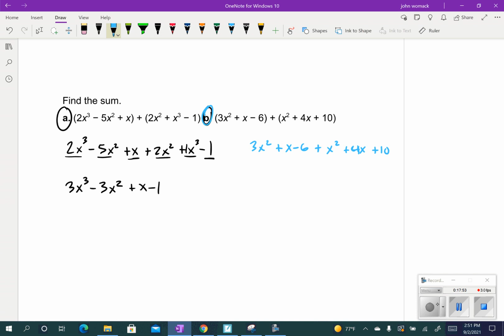Okay, combine like terms. I've got 3x squared plus 1x squared would be 4x squared. I've got a plus x plus 4x. Add those together. So that's a 1 plus a 4. Notice how the x stays the same. Just 1 plus 4 is 5, and it's still an x. And I've got the minus 6 plus 10, the plus 4. I combine all the like terms. I'm done. There's my answer. When we write our answer, usually we'll write it in standard form. I start with the highest power, the highest degree, 2, 1, 0. I just work my way down.